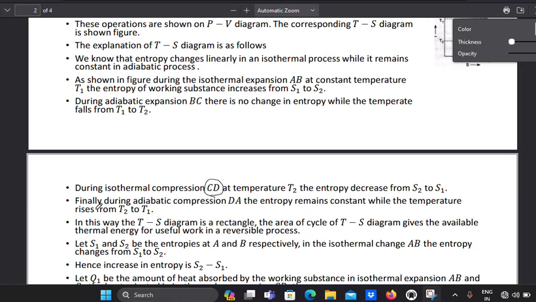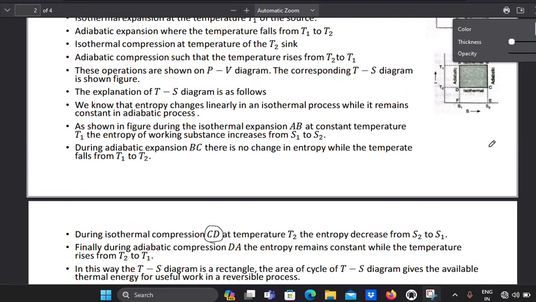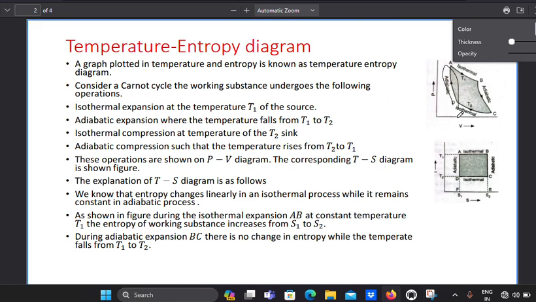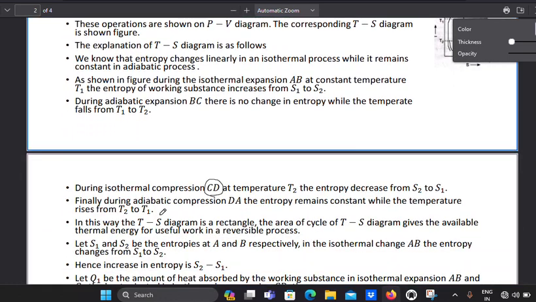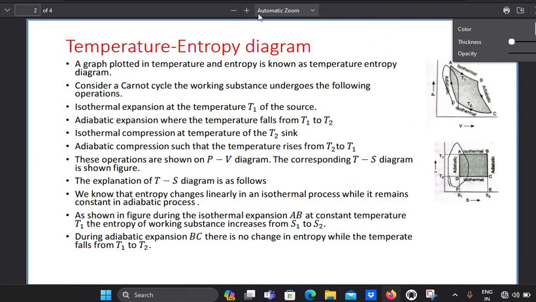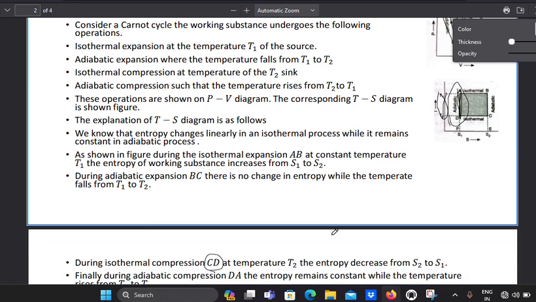And next, finally, during the adiabatic compression DA, where is the DA? D to A means from here to here. So that is also shown here in this TS diagram. D to A, entropy remains constant while the temperature rises from T2 to T1. Here there is no change in entropy. If you move either in the upward direction or downward direction, entropy does not change, but the change occurs in temperature only. Here we are moving from D to A, so the temperature has to rise from T2 to T1. So like this, this is the TS diagram explanation.